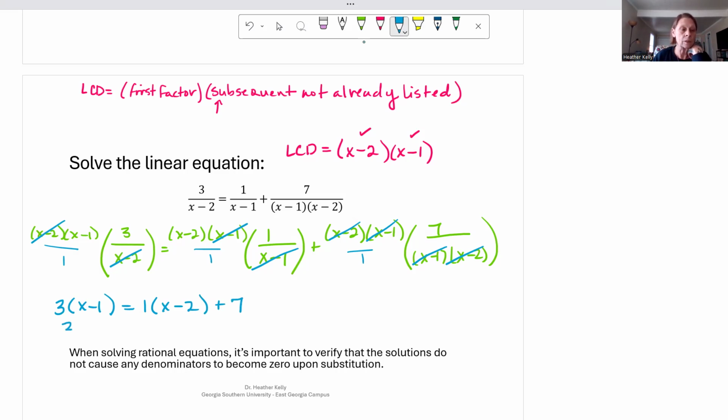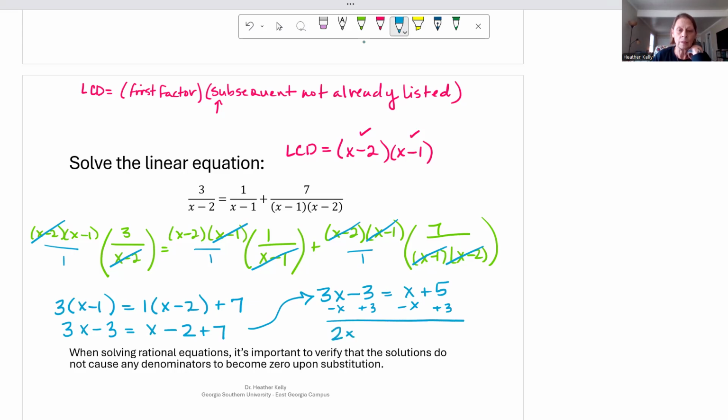All right, so let's clear these parentheses first by distributing. I'm going to come this way. I'm going to clean up that other side here. We have 3x minus 3 is equal to x plus 5. And now we'll subtract our x's and add our 3's. And we get 2x is equal to 8. Divide by 2. X is equal to 4.